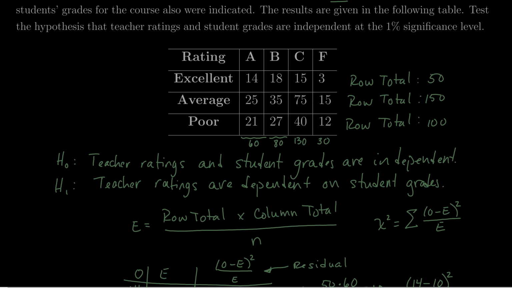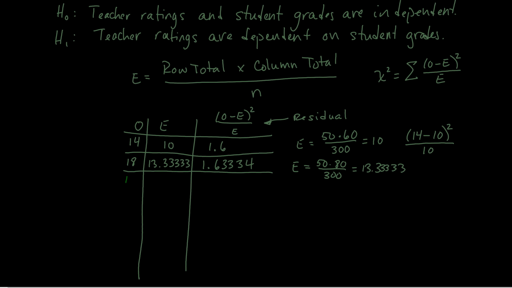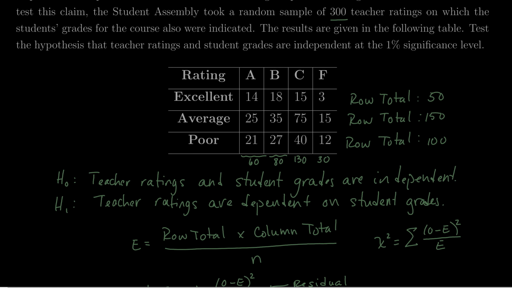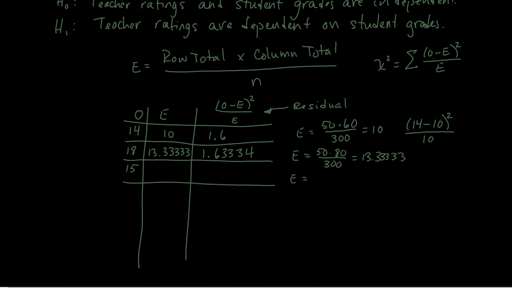If we take 15 as the next observed frequency, again, we calculate the expected frequency here. This is again under the same row. The row total is 50. This column total now is 130. So we have 50 times 130 divided by 300. And this gives us an expected frequency, again, that we have to round, 21.6 repeating. So we can round that.